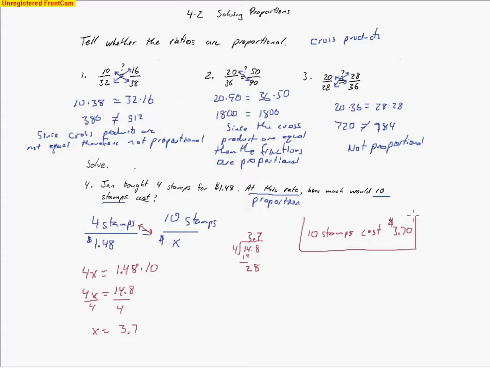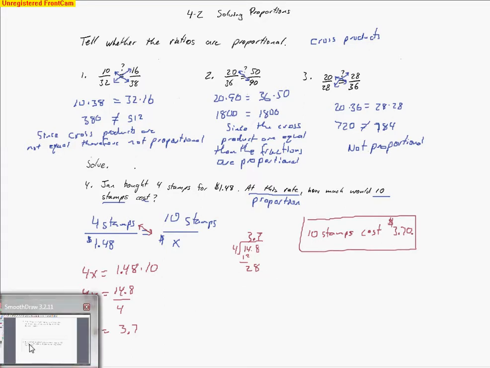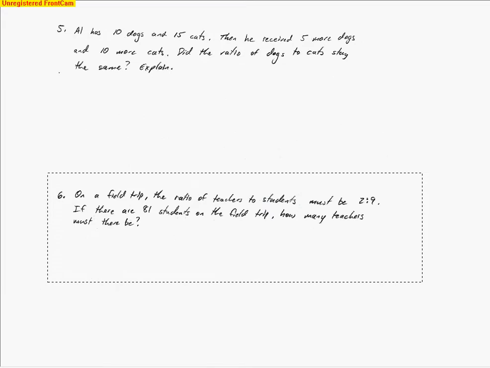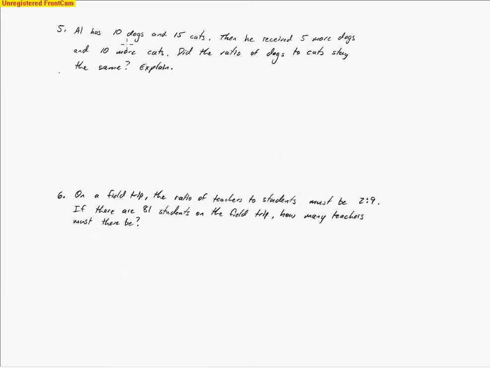So always want to rephrase that question as a statement, and that would be our answer. Let's take a look at the next problem. And so we have number 5. It says Al has 10 dogs, 15 cats, and he receives 5 more dogs and 10 more cats. Did the ratio of dogs to cats stay the same?